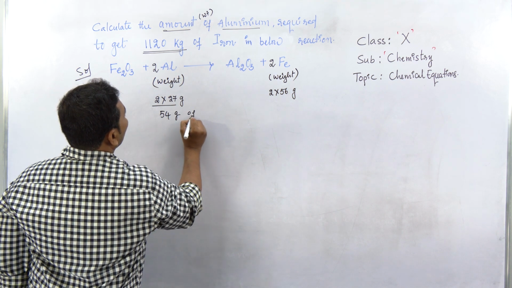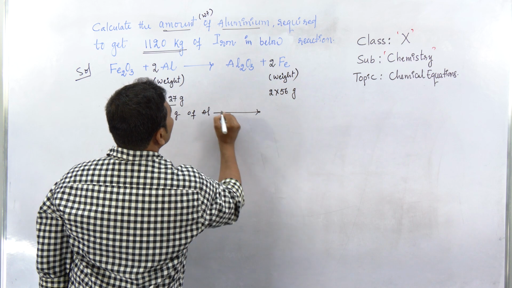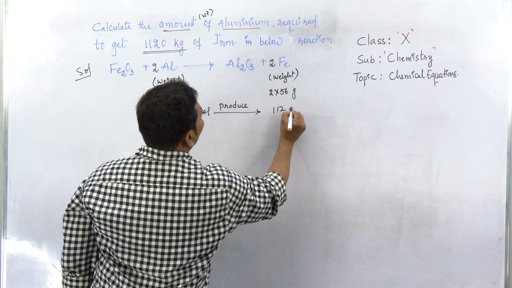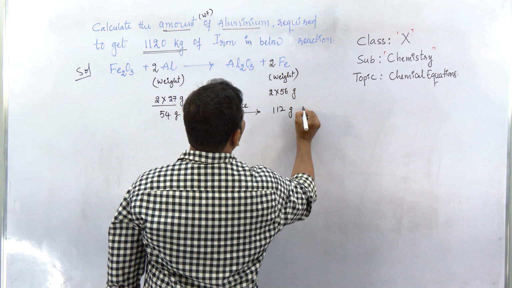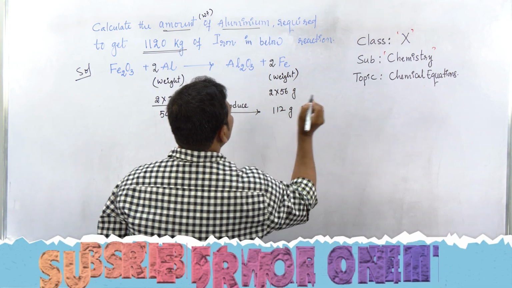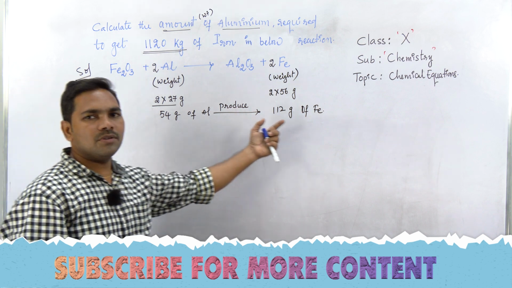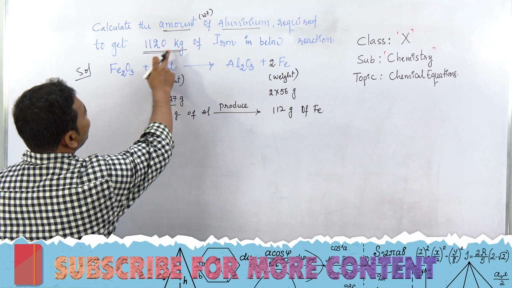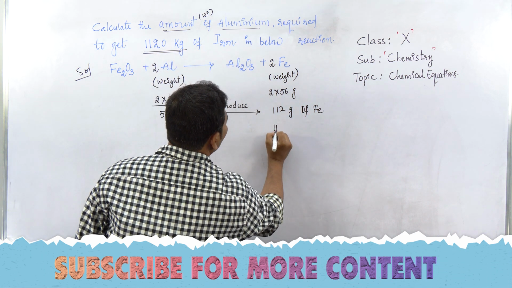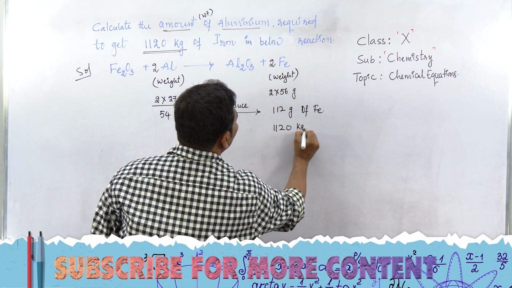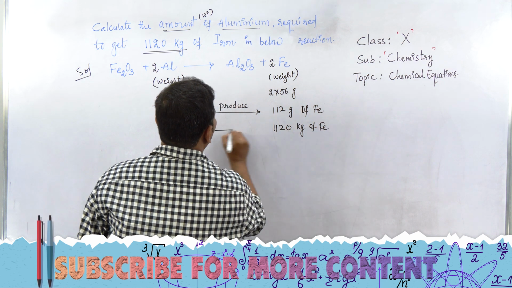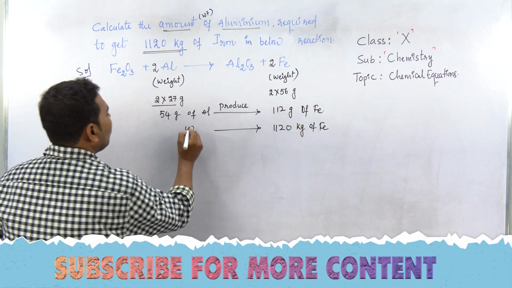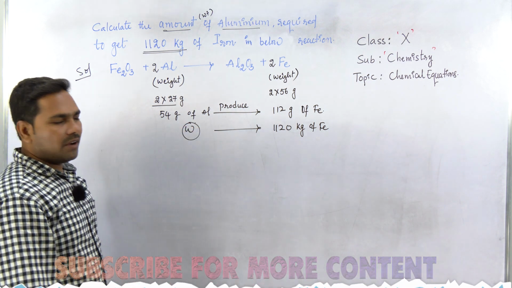54 grams of aluminium produce 2 into 56, which is 112 grams of iron. So 54 grams of aluminium produces 112 grams of iron, right? But what is the given weight? 1120 kg of iron. If I write that, then 1120 kg of iron needs what amount of aluminium? Let me take it as W. This W we have to find out.